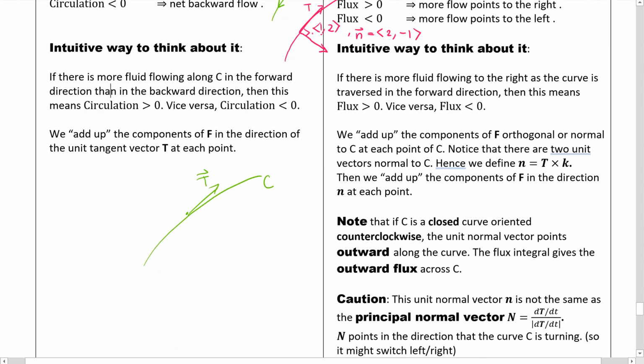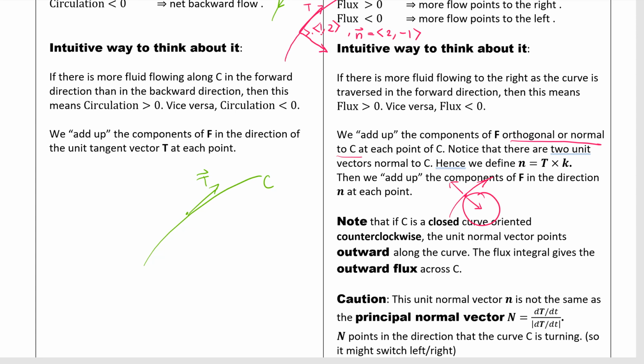And here we add up the components of F orthogonal or normal to C at each point of C. Notice that there are two unit vectors normal to C, hence we defined n to be T cross k. Then we can add up the components of F in the direction n at each point. See this curve, at this point we have two normal vectors, pointing to the left or pointing to the right, and we picked the one pointing to the right.